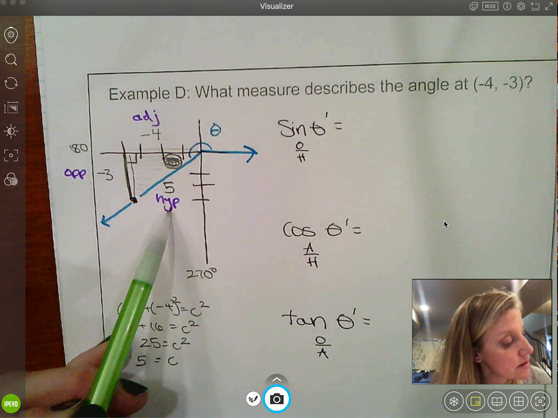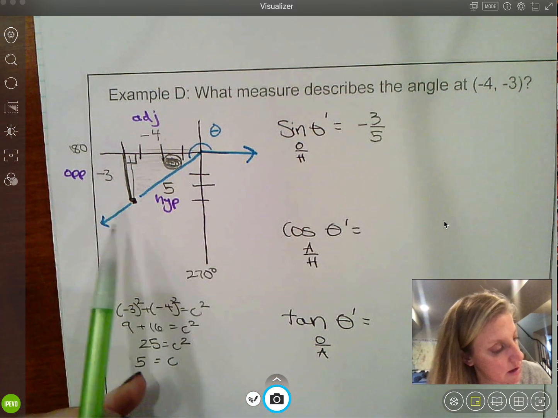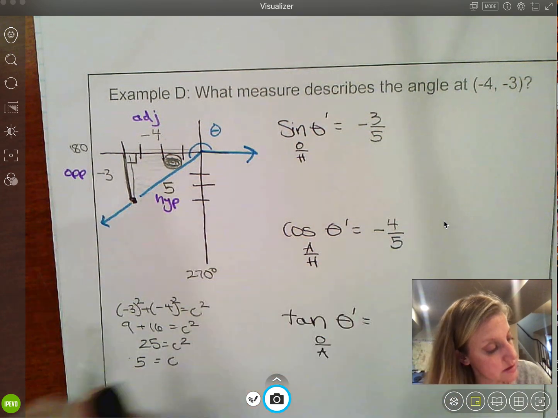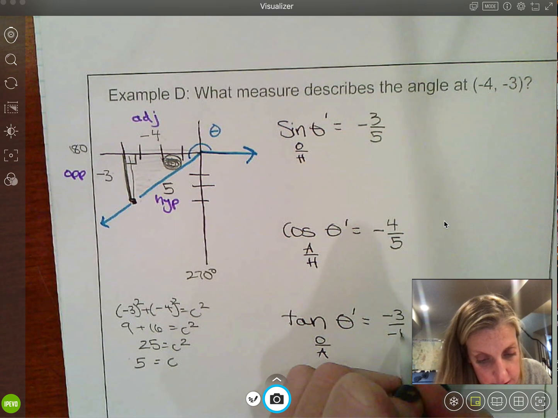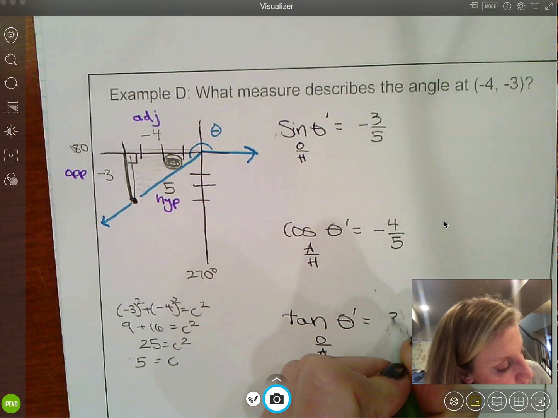So opposite over hypotenuse is -3/5. Adjacent over hypotenuse is -4/5. And opposite over adjacent is -3 over -4. So we know it's really +3/4 because those negatives will cancel.